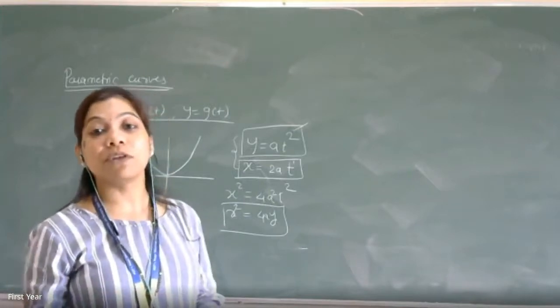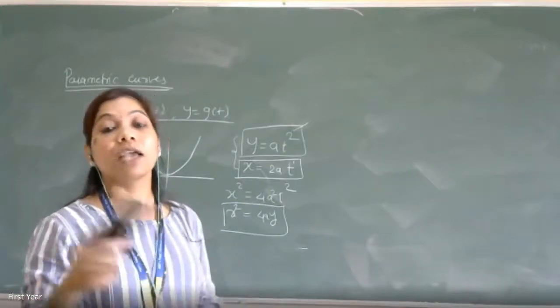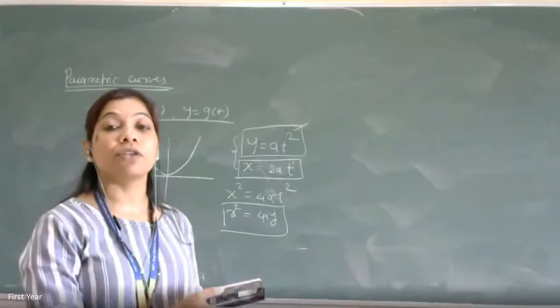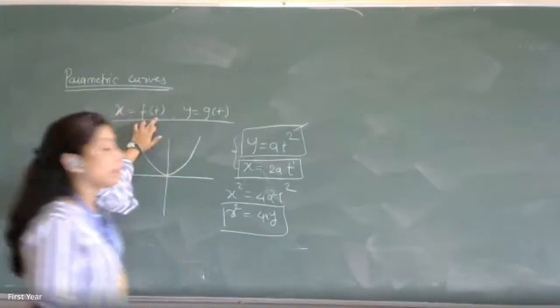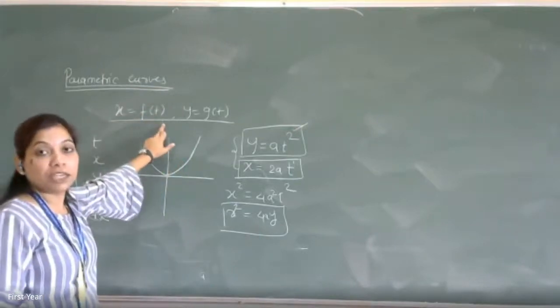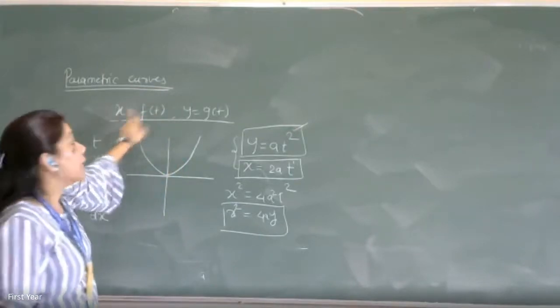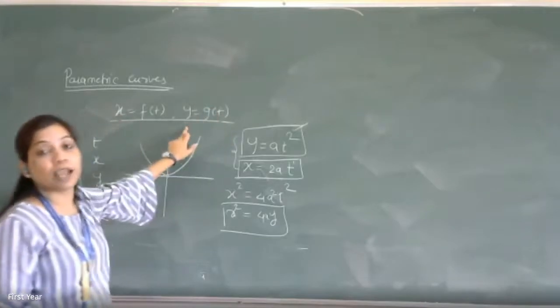If the powers of y were even, symmetry was about x-axis. If the powers of x were even, the symmetry was about y-axis. Now, it is straightforward. x is a function f of t. If f of t is even, symmetry is about x-axis. If g of t is even, symmetry is about y-axis.